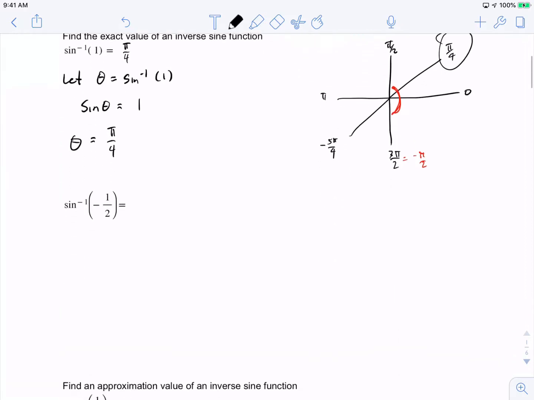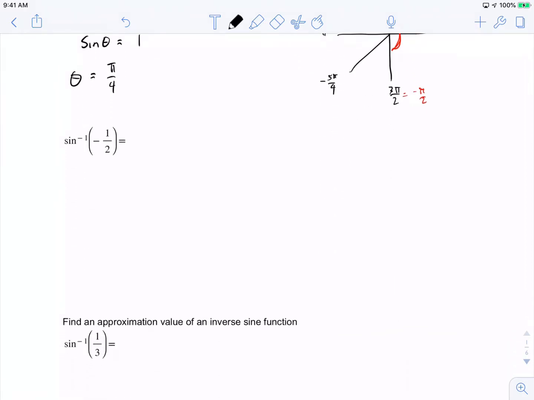Okay. Another example to look at is sine inverse of negative 1/2. And so again, we'll follow those same steps. We're going to let theta equal sine inverse of negative 1/2. Taking sine of each side, we're going to get sine theta is equal to negative 1/2. And so where is sine equal to negative 1/2?